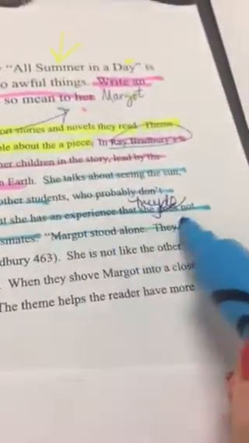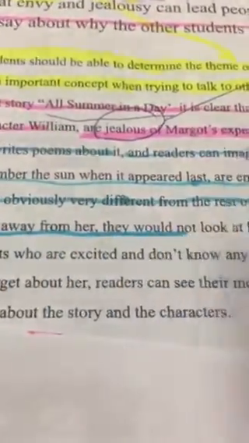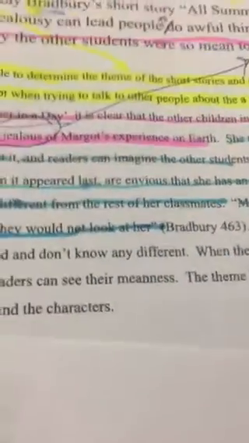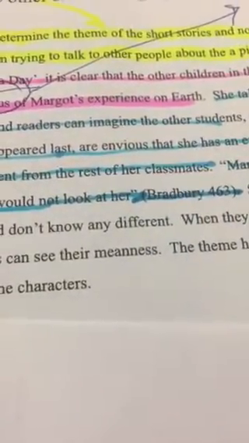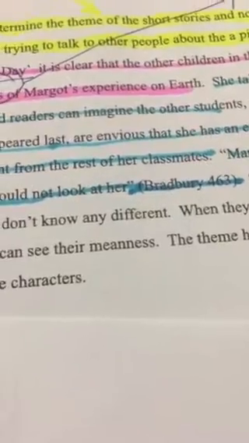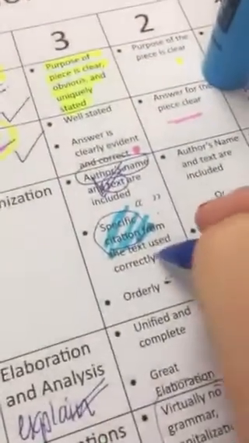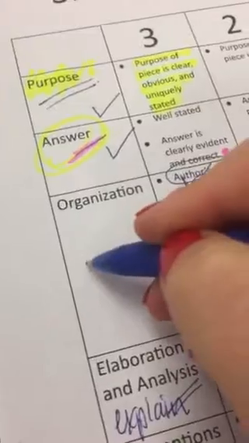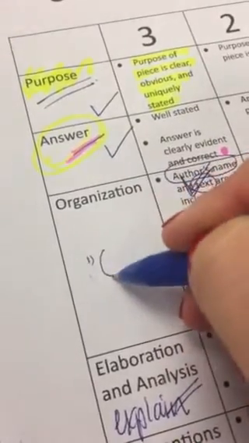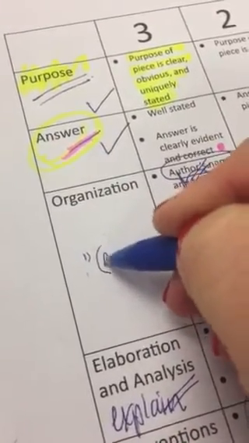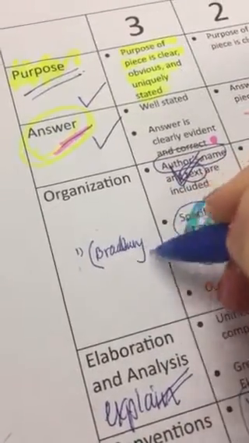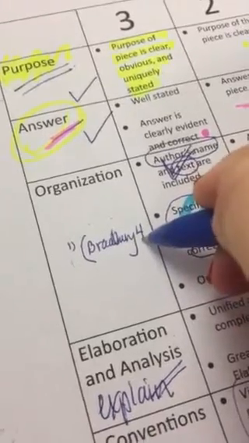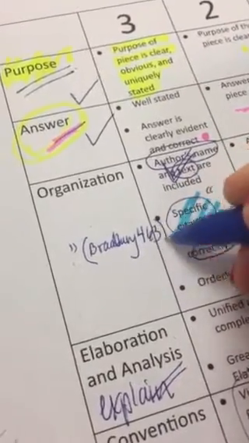And I'm going to highlight it. Margot stood alone. They edged away from her. They would not look at her. And look at what I did. I copied it, so I have to give credit to the author and the page number. That is very important. And you have to use it to get your full credit correctly. So you'll finish the sentence, end quote, parenthesis, the author's name, in this case it's Bradbury, and then the page number, I've run out of room here, 463, end parenthesis, and then a period.